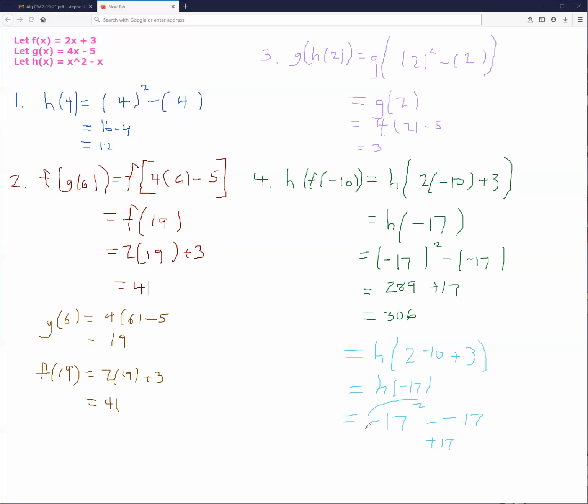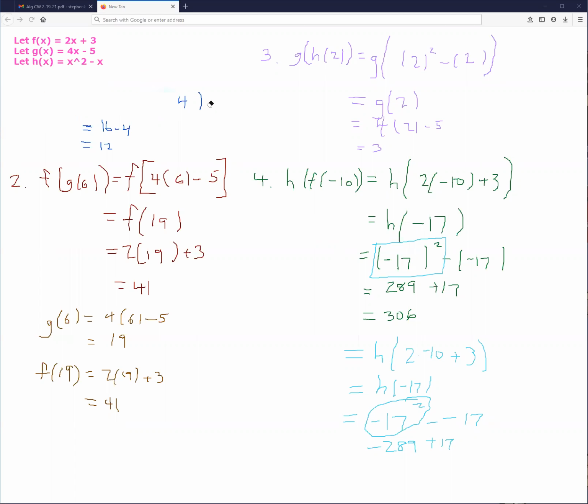But -17 squared is not the same thing as (-17) squared. It's one of these obnoxious rules of arithmetic that says that you're going to do the exponent before the multiplication, and the negative in front is like saying times -1. This is actually -289. If you didn't write parentheses, you would have gotten this question wrong. So do watch out for that. That's why we write parentheses, to avoid making silly mistakes like this.